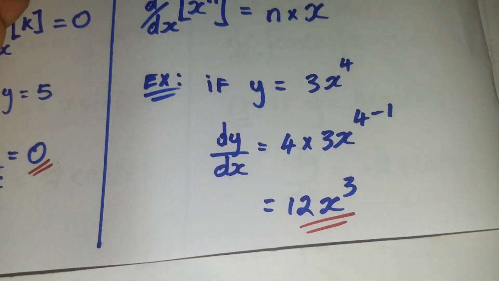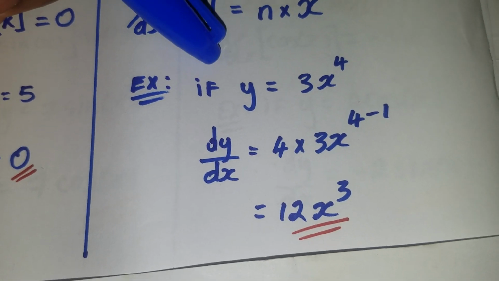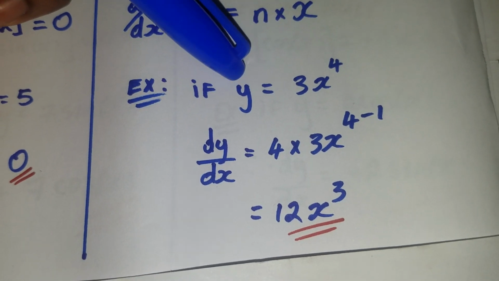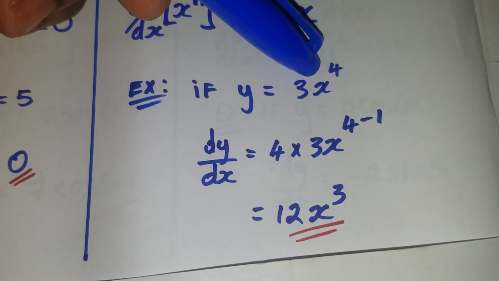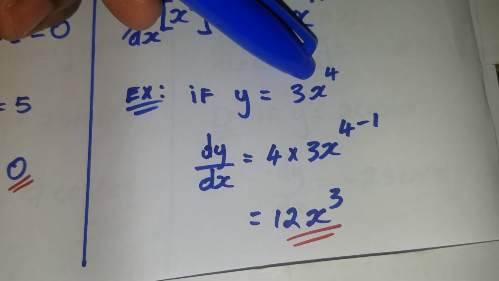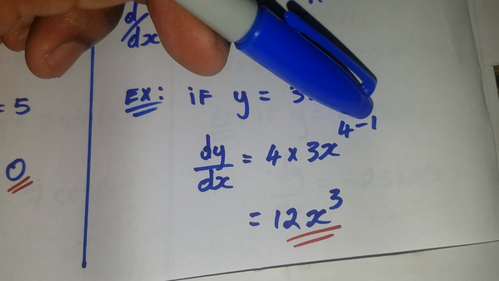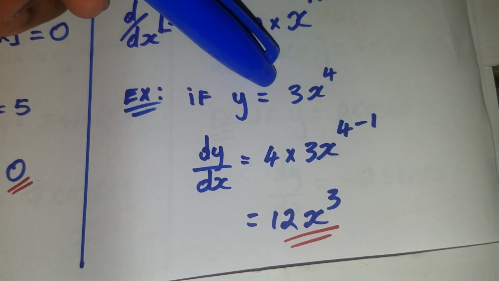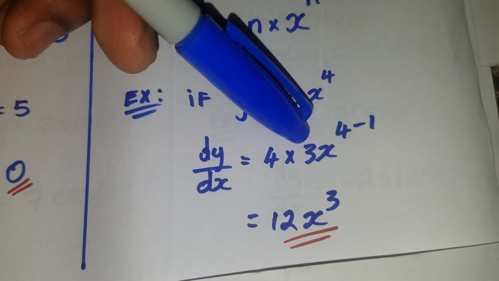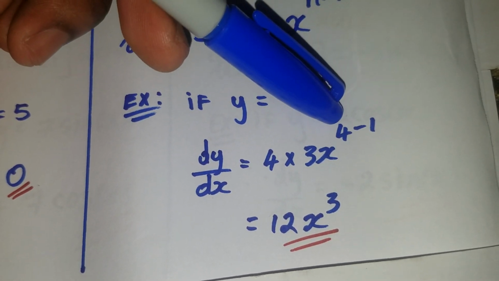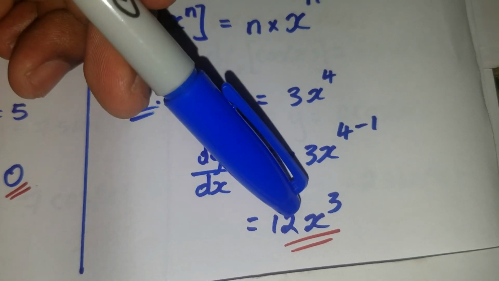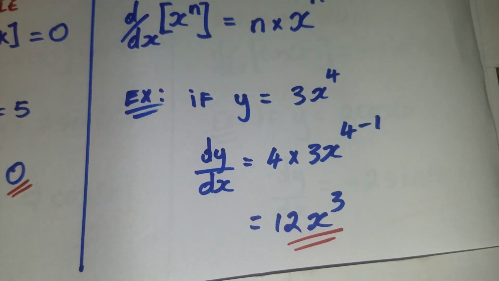Now in this example, we will see if y is equal to 3x raised to the 4, the differential of y with respect to x will be 4 times 3 times x raised to 4 minus 1. So we multiply the power by everything. And when we multiply the power, we get 4 times 3, which will give us 12, multiplied by x raised to 4 minus 1. So therefore, the differential of y with respect to x will be 12x cubed.